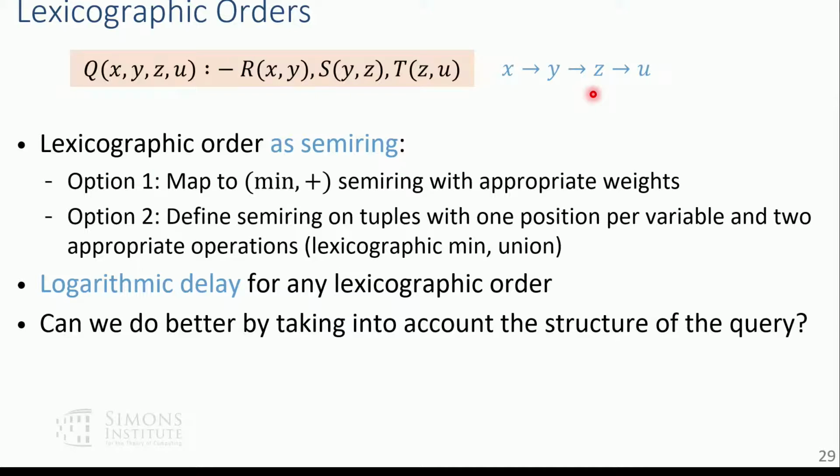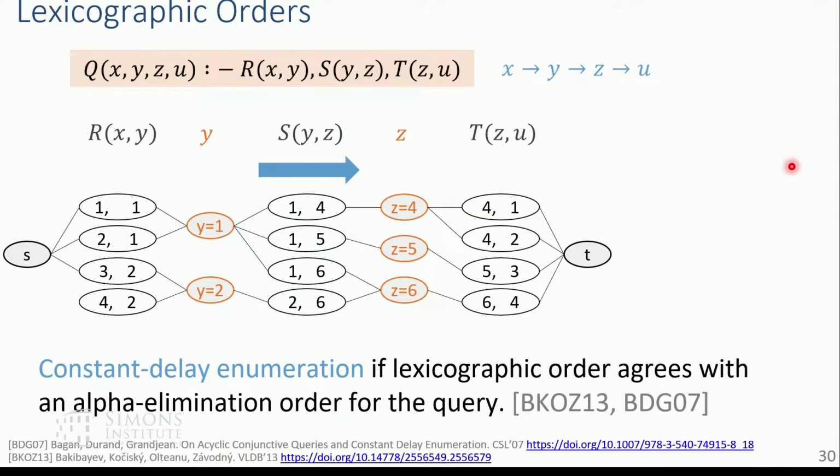One way to handle it is to map it to a semiring and employ the framework and the machinery we have from before. If you do this, you will get logarithmic delay. But now, it turns out that for certain orders, you can actually get constant delay. And there's a very easy way to see this. For example, for the query we have here, this is the same graph that we constructed before. Observe that if you start from the left and you go to the right, you will always encounter first X, then Y, then Z, then U.